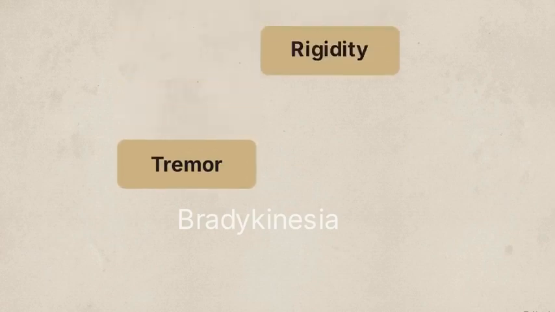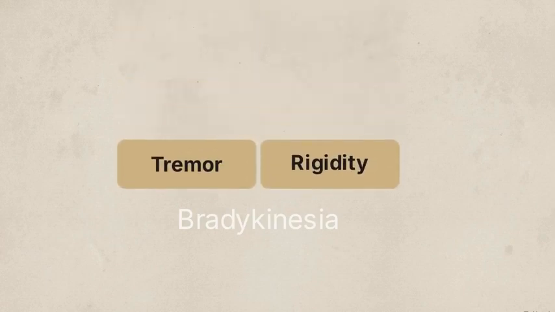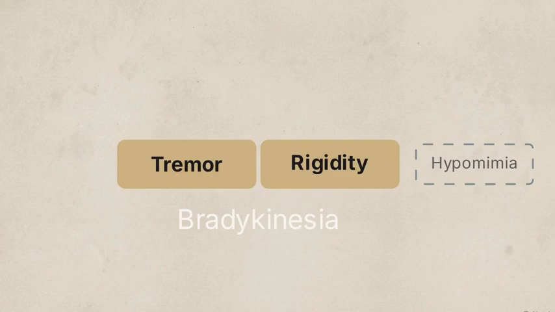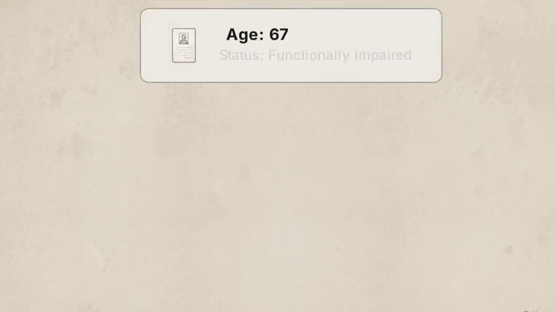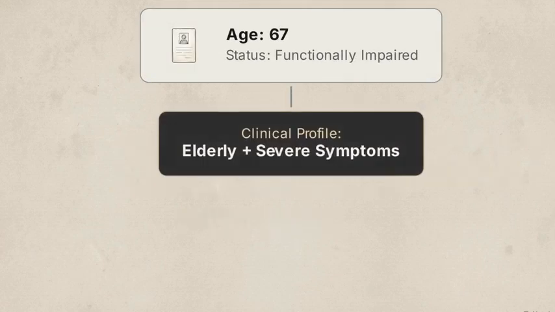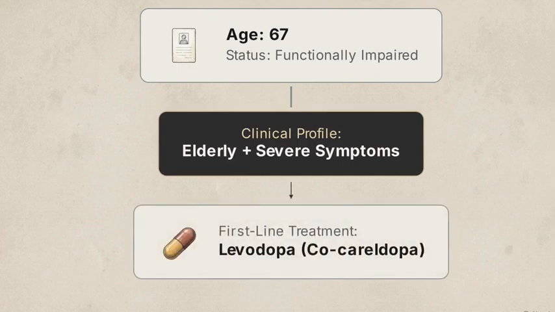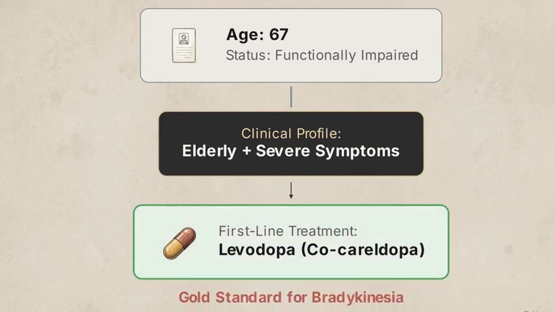The correct answer is bradykinesia. While the resting tremor and increased muscle tone confirm the presentation, bradykinesia is the single non-negotiable requirement for a Parkinsonism diagnosis. Moving to pharmacotherapy, this patient is 67 years old and already exhibiting progressive, functionally impairing symptoms. Therefore, initiating levodopa, often prescribed as co-careldopa, is the most appropriate and effective next step.